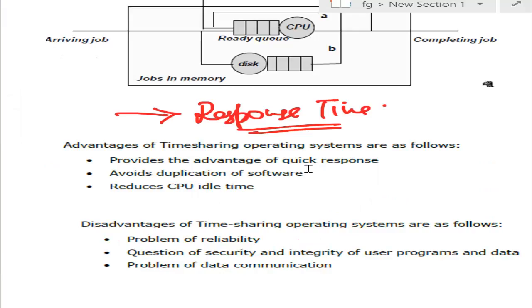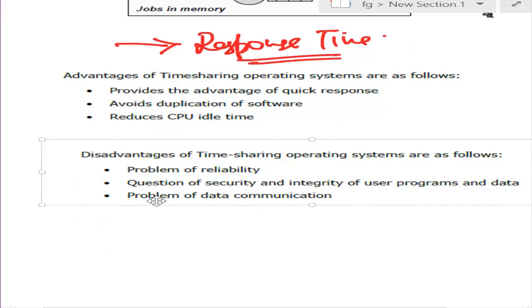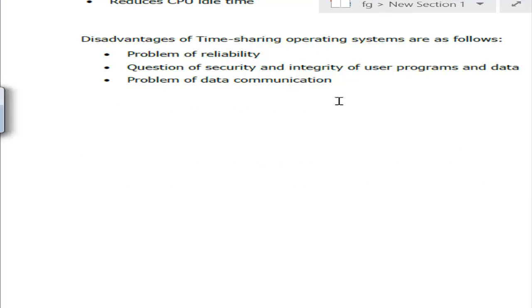So we've clearly got some advantages of this time-sharing operating system. It provides the advantage of quick response, which is the most important thing we're talking about. For example, in transaction processing systems, we need a quick response. It avoids duplication of software and reduces CPU idle time. But there is the problem of reliability, the question of security and integrity of user programs and data, and the problem of data communication, and there are many more things we need to take care of in time sharing. We'll discuss these systems later on in detail.